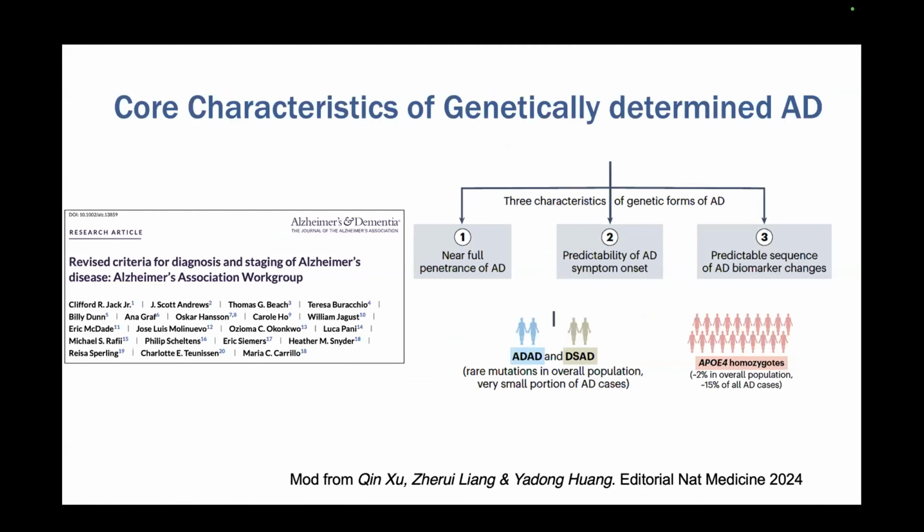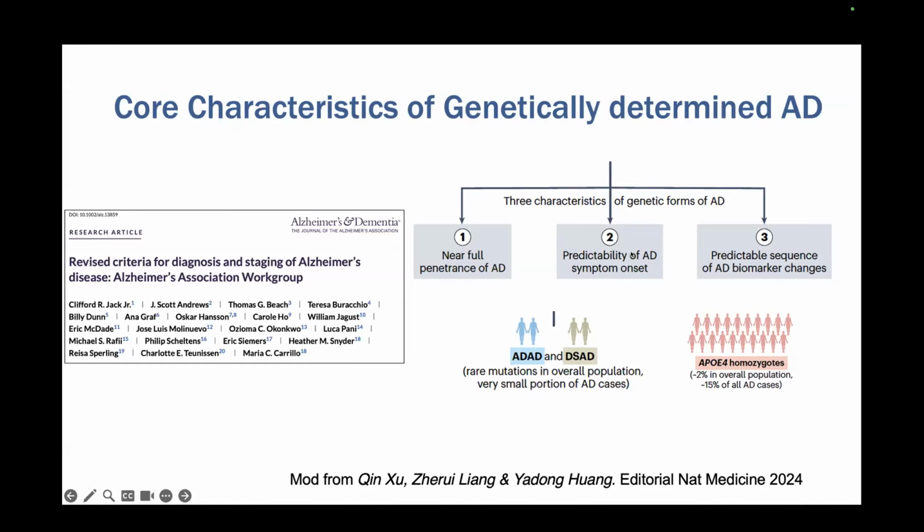So, and this is a summary slide for this part of the presentation, if we apply the Alzheimer's Association criteria that defines the disease biologically, then yes, we can say that APOE4 homozygotes have near full penetrance of AD, at least in these selected samples. That yes, there is a predictability of AD symptom onset to the same level as the other forms of Alzheimer's disease.